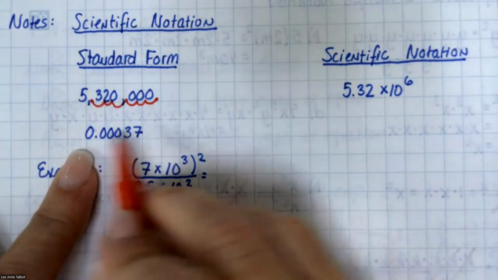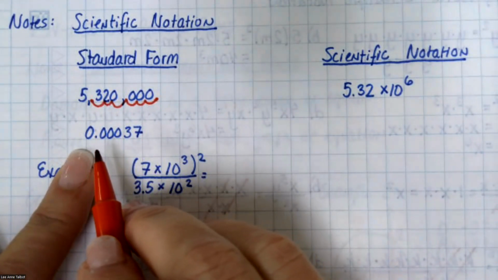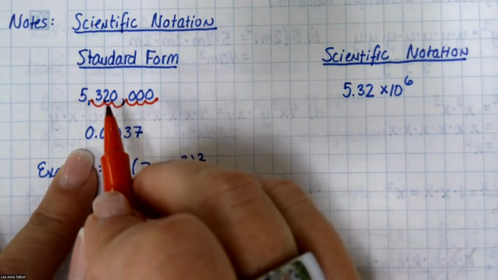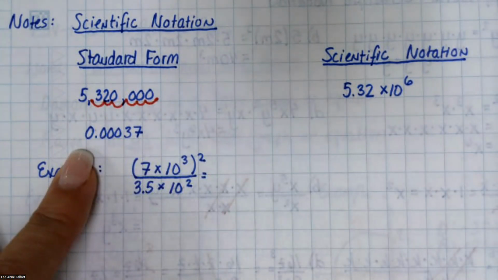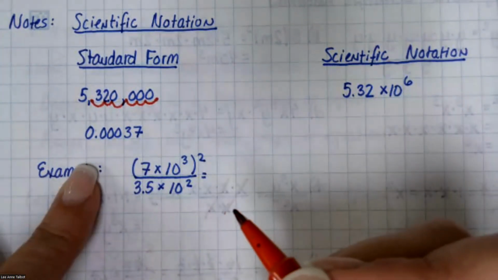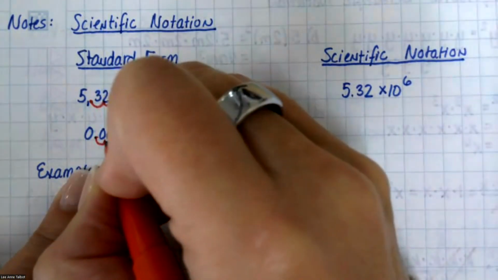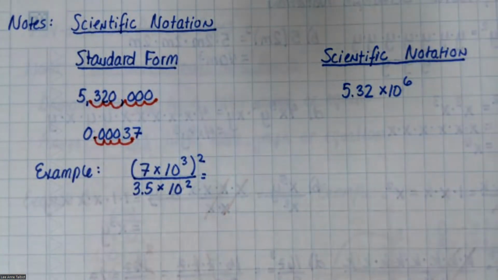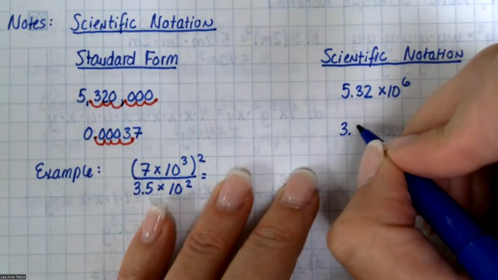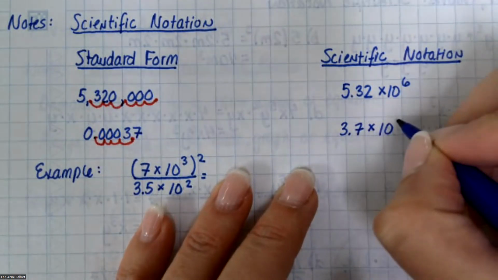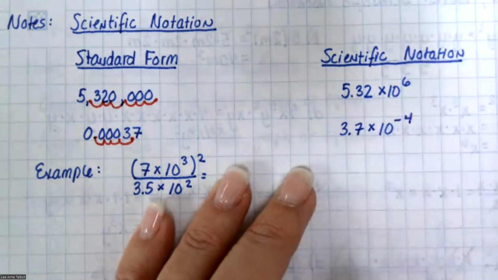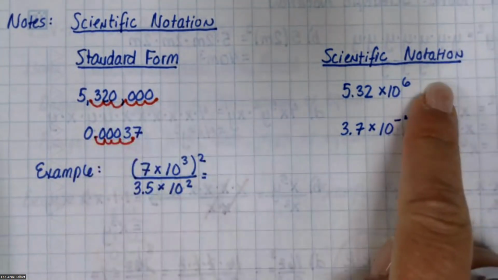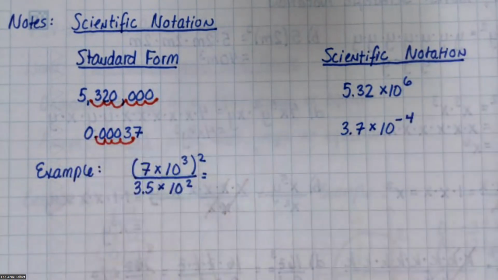This one, where should I move the decimal to? Between what two numbers? The amount of moves I did. So 1, 2, 3, 4, 5, 6. Okay, where should I move the decimal in this one? In between what two numbers? 3 and 7. 1, 2, 3, 4. Does anybody know what's different about this one? 3.7 times 10 to the -4. Because on the first one, I had a really big number and I made it smaller. And on the second one, I had a really small number and I made it bigger.